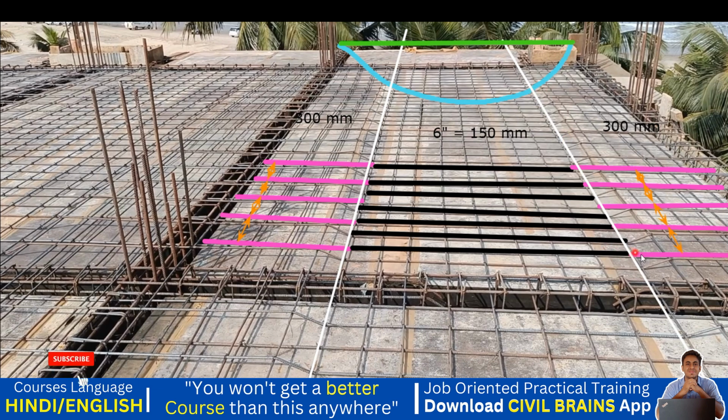So instead of that, we increase the spacing. That means we double the spacing. It was 6 inches or 150 mm. At the ends, it will be 300, 300, 300, 300. Similarly it is 300, 300, 300, 300. Okay, you got the idea?